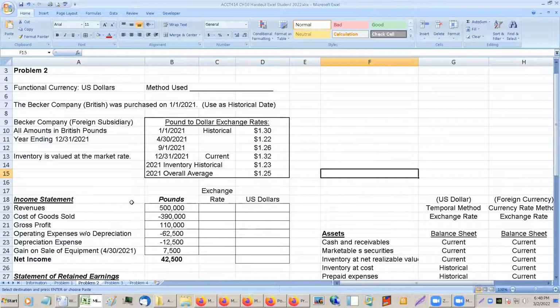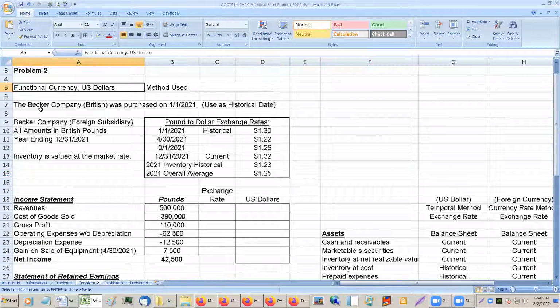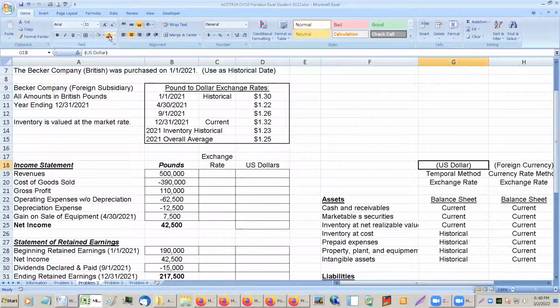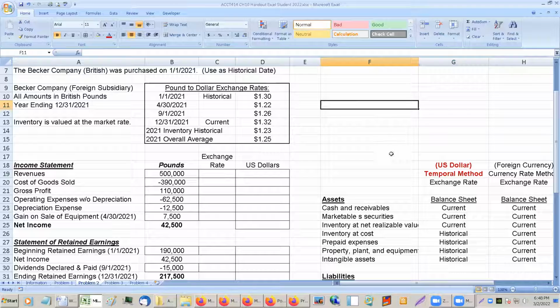Okay, so this one is exactly the same, except that we're going to use US dollars. And so we use US dollars, it's going to be the temporal method. Oops, what did I do here? There we go.